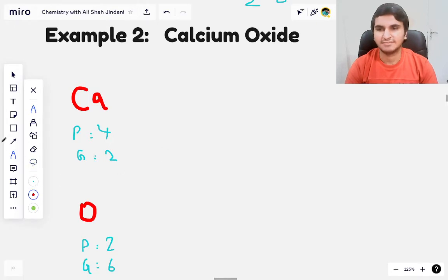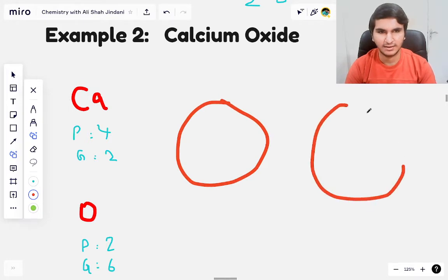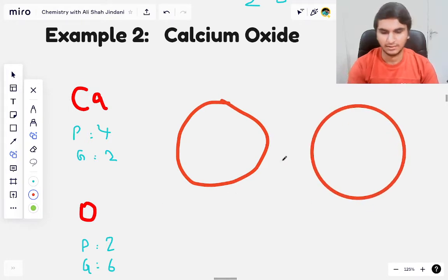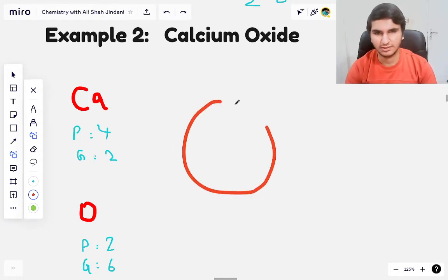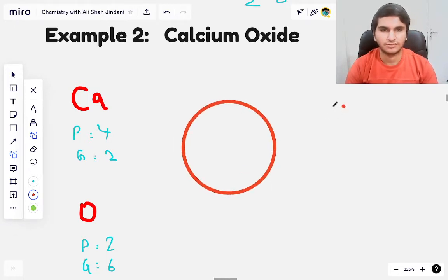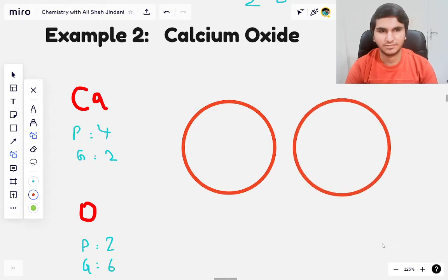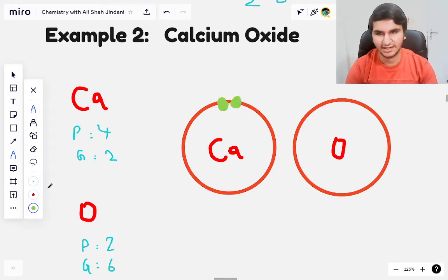So now let us make that similar diagram. We are going to make 2 circles once again, and let me draw this again. So we are going to make 2 of these again, and this time we have calcium and we have oxygen. So in this example, we have 2 electrons in the outermost shell, as you can see by the group number, right? Let me just write it down here.